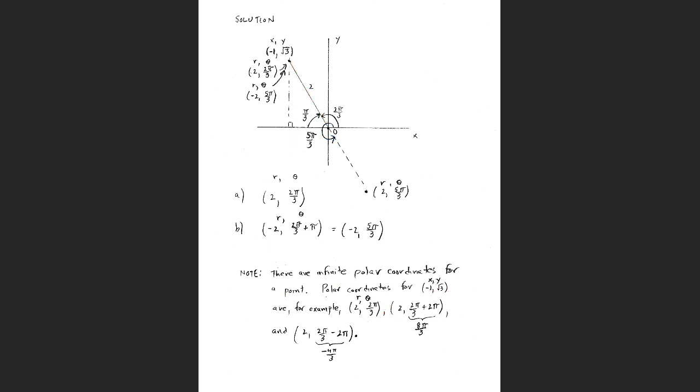All of these polar coordinates take you to the same point. And that's why in the example they restrict the angle theta. They said in both A and B that theta is between 0 and 2 pi. They do that because they know that you can have an infinite number of answers.